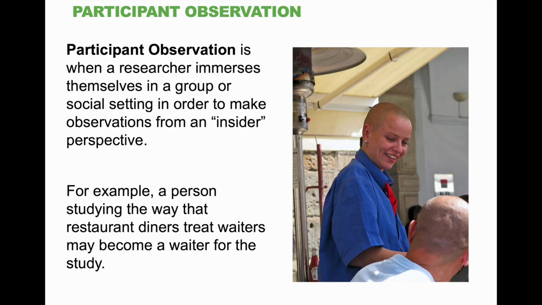Participant observation. Participant observation is when a researcher immerses themselves in a group or social setting in order to make observations from an insider perspective. For example, a person studying the way that restaurant diners treat waiters may become a waiter for the study.